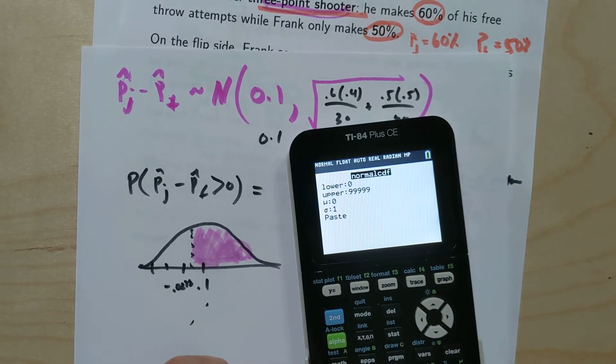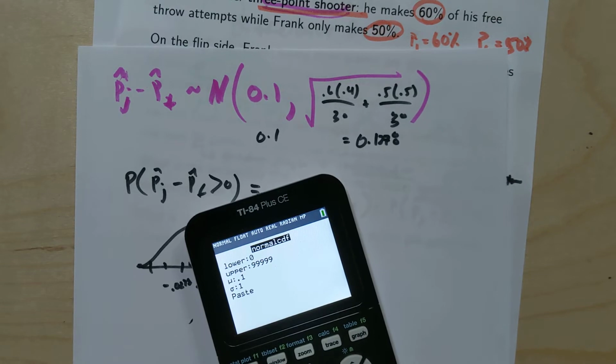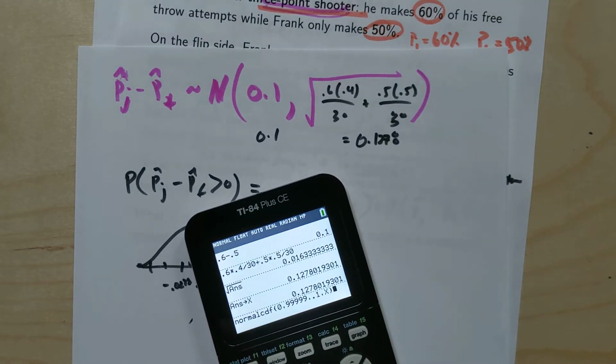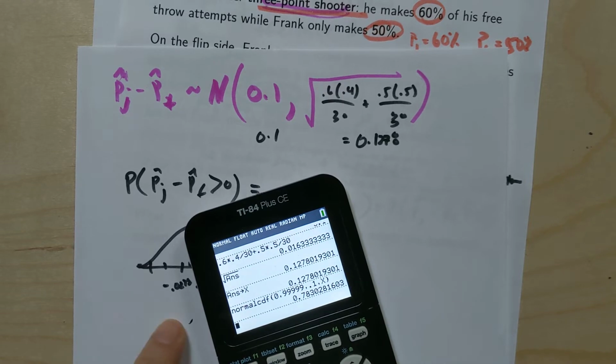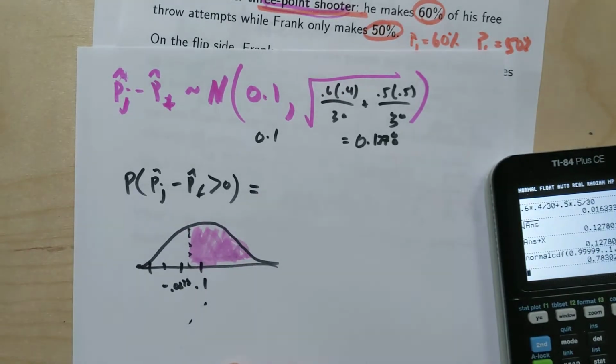My lower bound is going to be 0. My upper bound is going to be positive infinity. My mean is going to be 0.1. My standard deviation is going to be, actually, I can type x because I stored it in for x. That's a cool little fun trick. And then I'll calculate, and I got 78.3%, right?